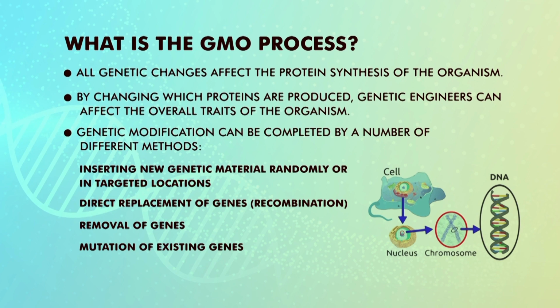Then there is a diagram showing what is contained in a cell. There is a nucleus, which is the master organelle of a cell, and this nucleus contains chromosomes. These chromosomes contain the functional unit in the form of DNA, where the genes are present, and it is actually modified for GMO creation.